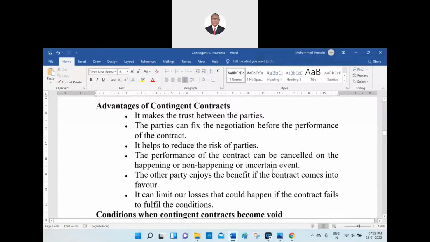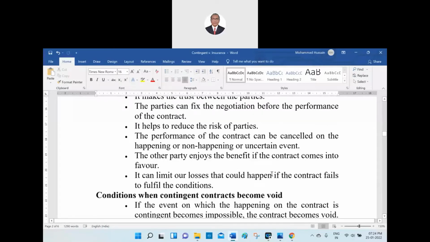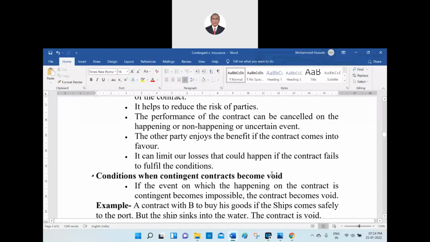Three, it helps to reduce the risk of the parties, because insurance always spreads the risk to the other policy holders' premium. The fourth, the performance of the contract can be cancelled on the happening or non-happening of certain events. Yes, if the condition is there, the other party enjoys the benefit if the contract comes into the favor. Definitely one party will enjoy it. It can limit our losses that could happen if the contract fails to fulfill the conditions.